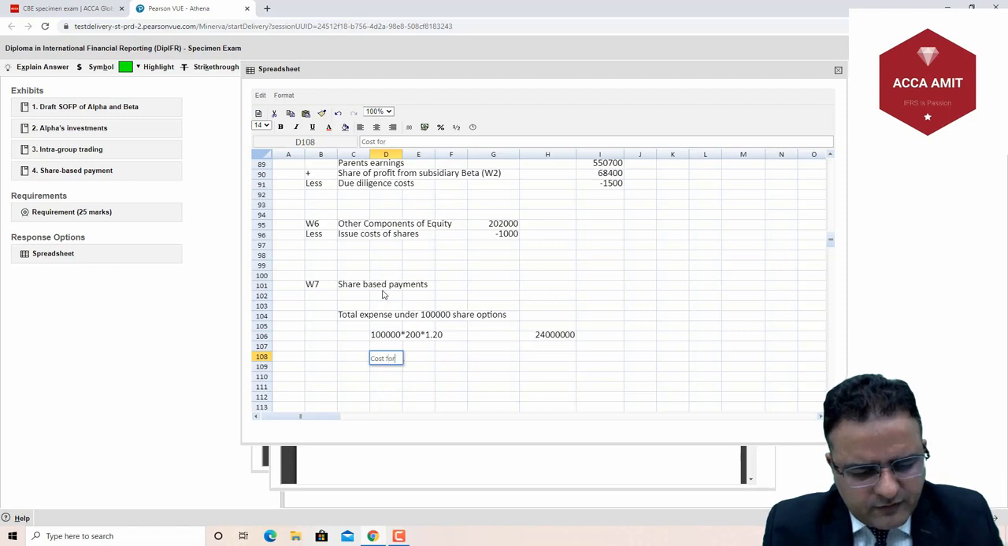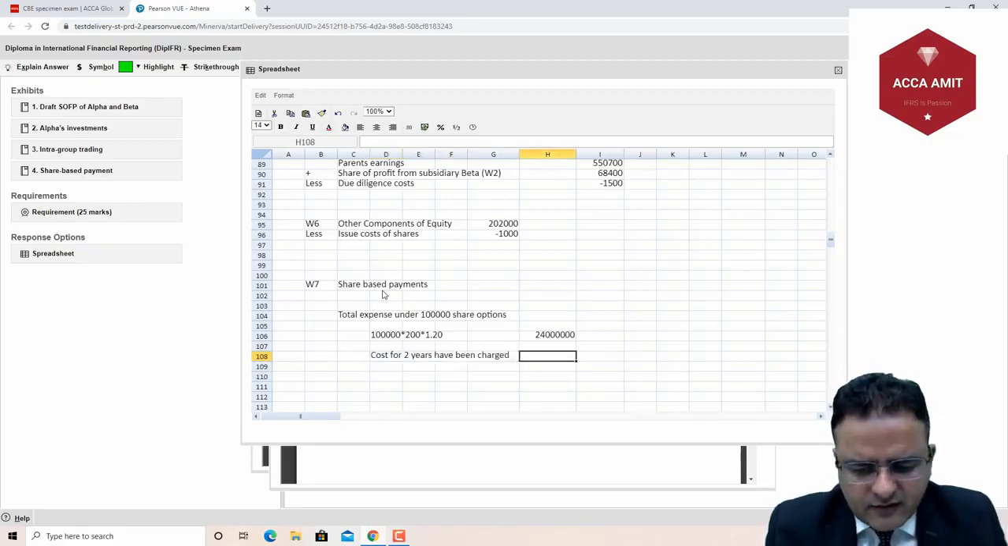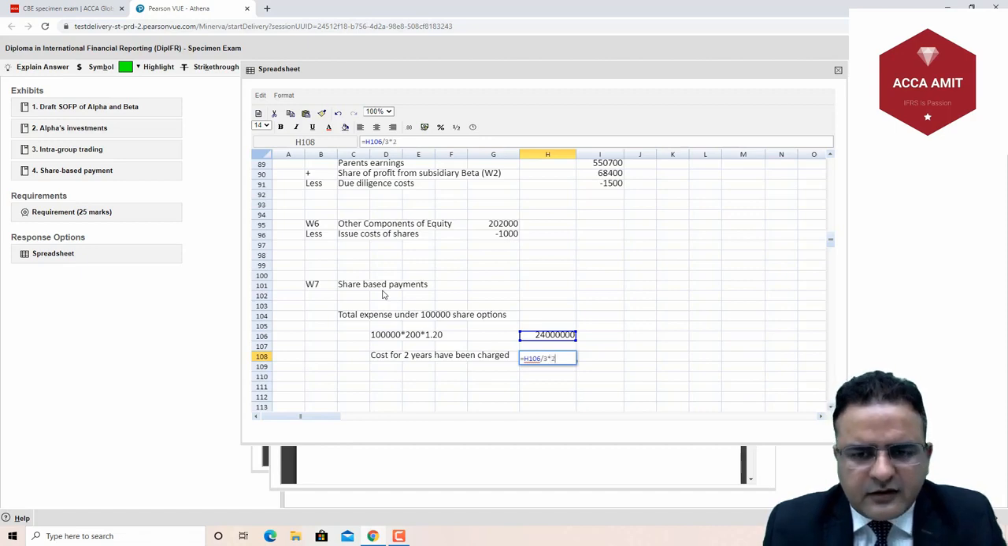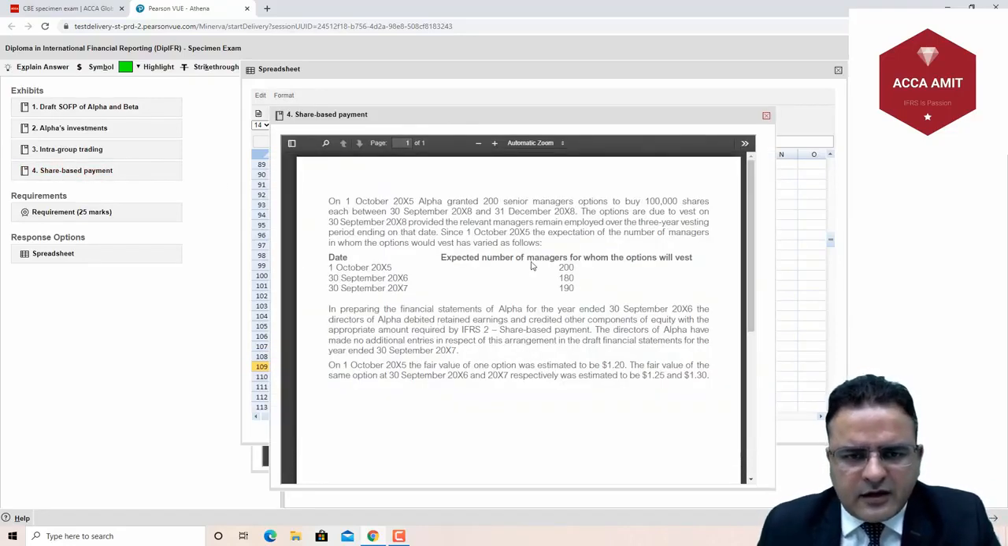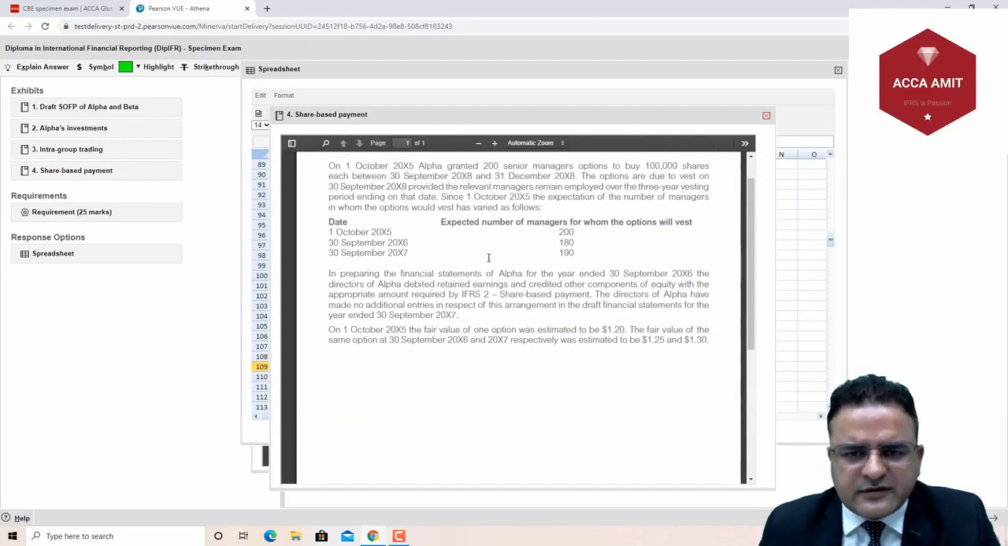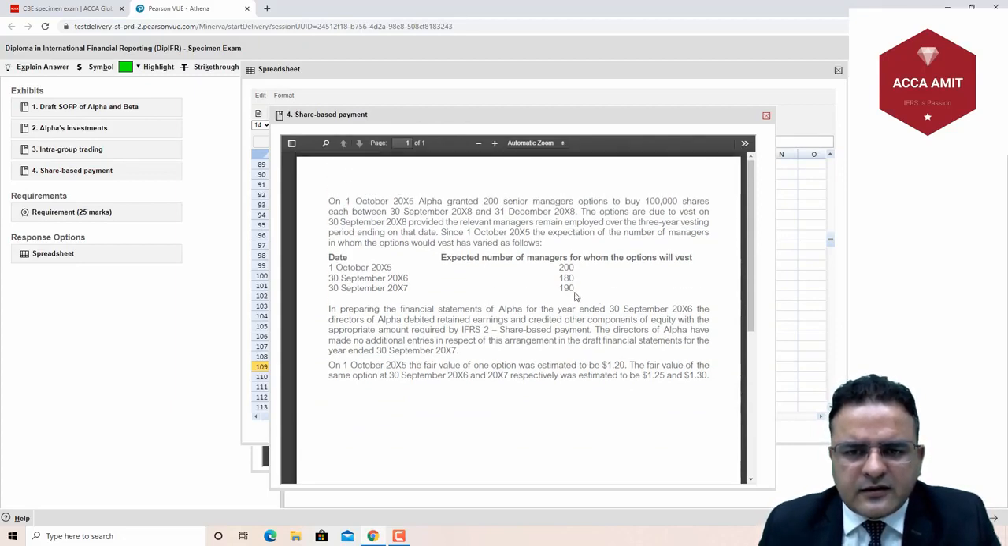The cost for 2 years have been charged or credited to equity. That is, this is representing 3 years, and the cost of 2 years have been charged. The liability now is that on 30th September 2007, the expected liability is, this is the expectation on 30th September 2006.